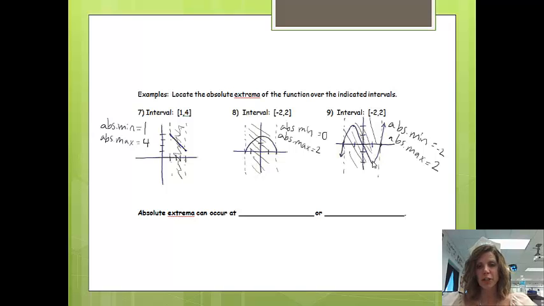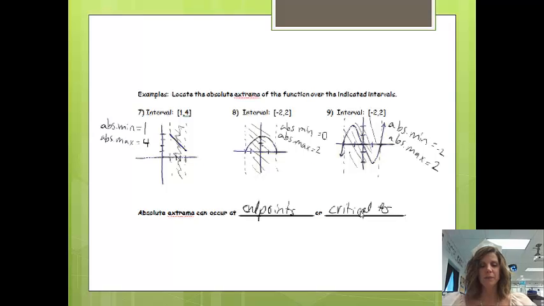It occurred at one of our critical numbers, and the absolute max of 2 actually occurred at one of our critical numbers, because remember, critical numbers was where our derivative equaled 0. So absolute extrema can occur either at an endpoint of an interval, or at the critical numbers of the interval.